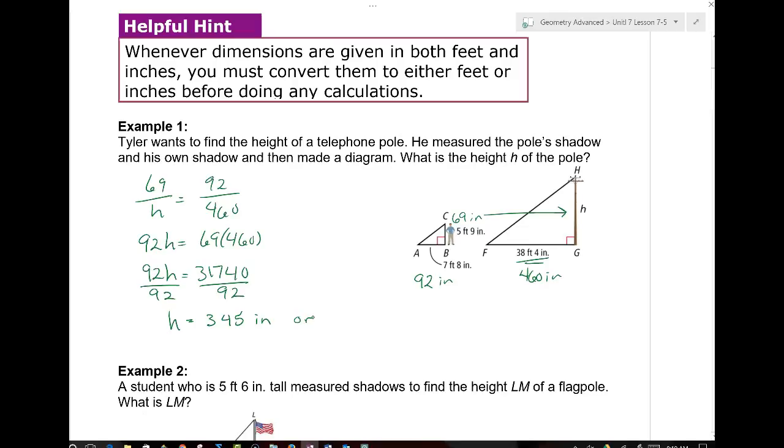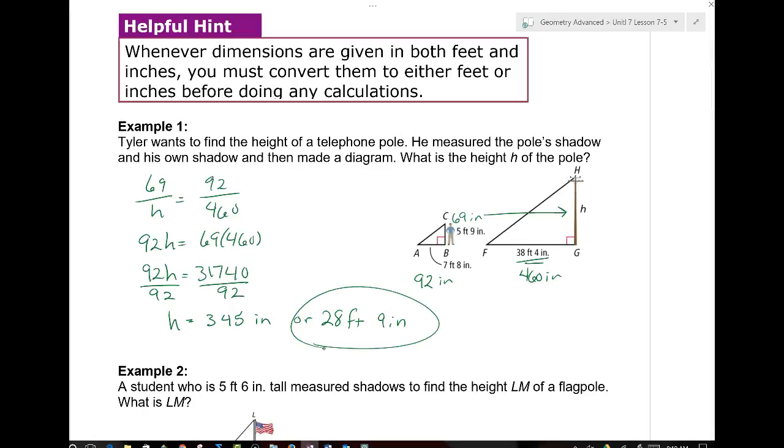Did you guys change it to a mixed number? What did you get? 28 what? 28 feet. And what was the 3/4? So how many inches is that? 3/4 of 12, 9 inches. 28 feet, 9 inches.